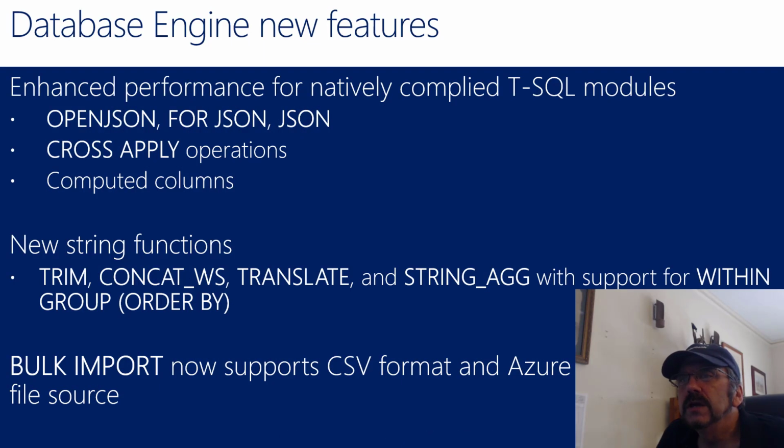And finally, you've got things related to JSON, cross-apply operations. I just want to make sure I don't leave anything out here. Computed columns, new functions that you can use, new string functions, bulk import now supports CSV format and Azure Blob Storage.